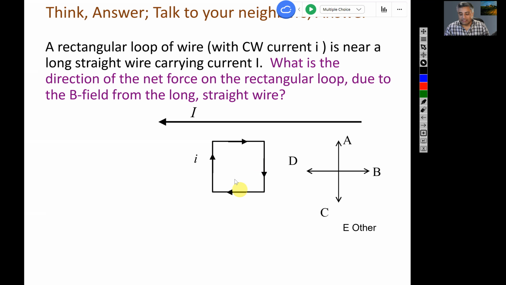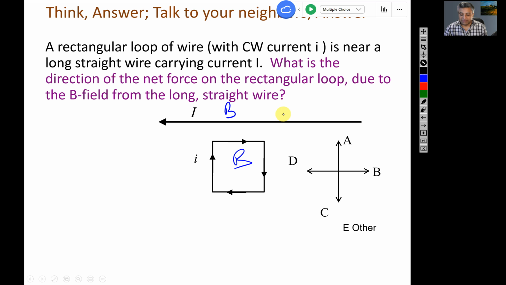Okay, so now here is another question. There is this coil that's carrying current, and it's sitting in the magnetic field of the current produced by this. The magnetic field produced by this current here. So this current is producing a magnetic field, and this one is sitting in a magnetic field like this. So now the question is, what is the direction of net force on the rectangular loop due to the B field, magnetic field?